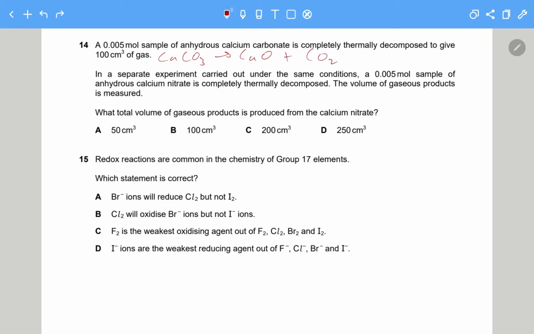In a separate experiment carried out under the same conditions, a 0.005 mole sample of anhydrous calcium nitrate is completely thermally decomposed. The volume of gaseous products is measured. So let's write the equation for this reaction.